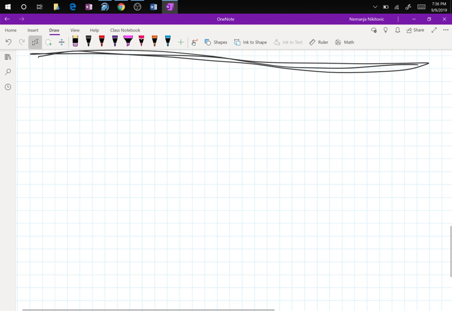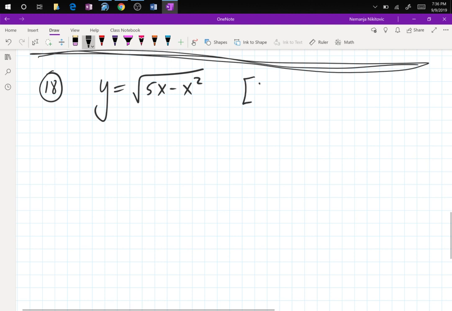6.6. Let's see what we have over here. Oh, that's nice. How about 18? Looks interesting enough. y equals square root of 5x minus x squared on 1 to 4, rotated about the x-axis.